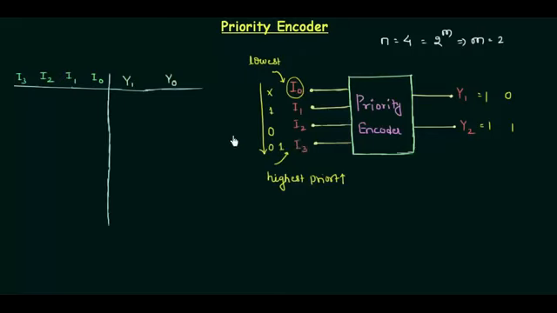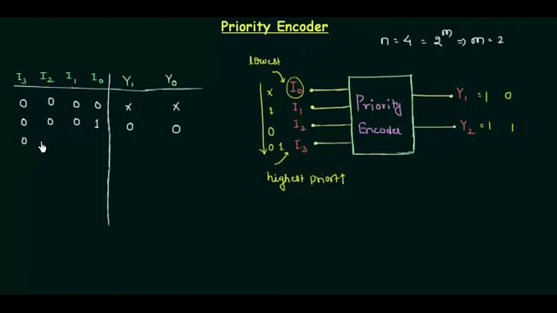So let's quickly move to the truth table, and once we are done with it, this will be much clearer to you. Let's start with our first case. When all the 4 inputs are 0, the outputs will simply be don't care. And when I3 is 0, I2 is 0, I1 is 0 and I0 is high, which means 1, then Y1 is 0, Y0 is 0. Very simple.